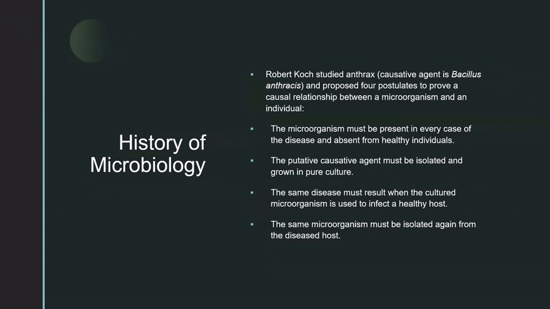So first, the microorganism must be present in every case of the disease and absent from healthy individuals. The putative causative agent must be isolated and grown in a pure culture. So we have to isolate that microbe and grow it in a pure culture. And the same disease must result when the cultured microorganism is used to infect a healthy host. So we culture that microbe, we infect a healthy host, and if it gives us that disease, then we know that is a disease-causing microorganism. Then we have to isolate that same microorganism from the diseased host. All of that tells us that that microorganism is disease-causing.